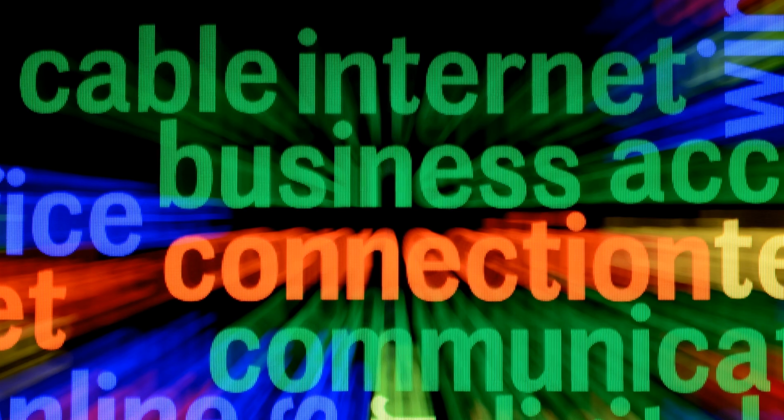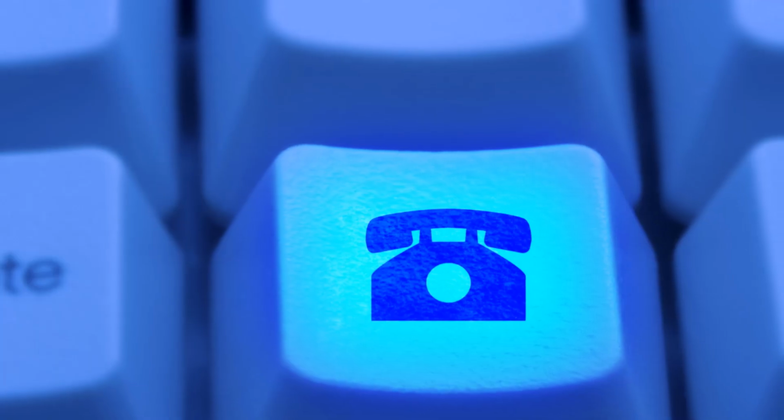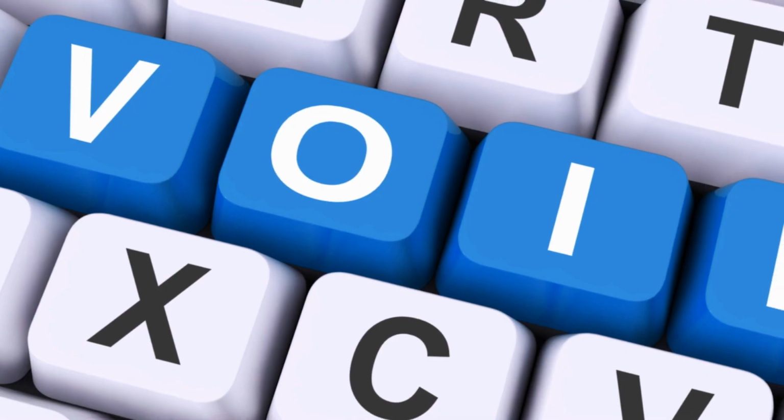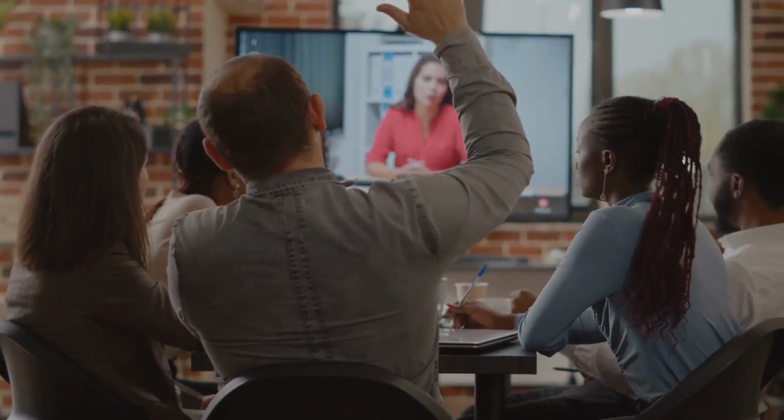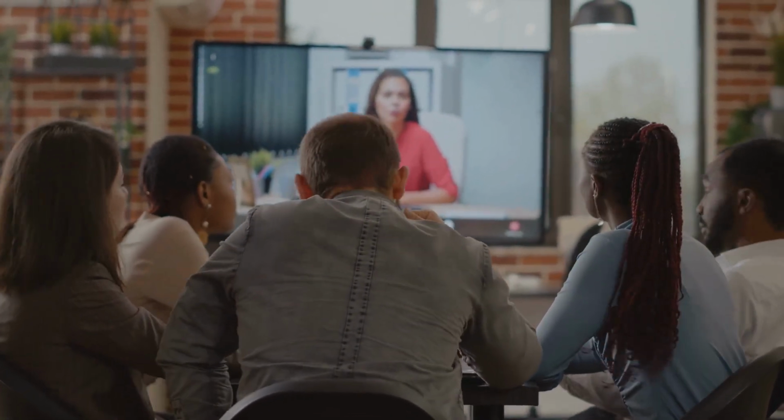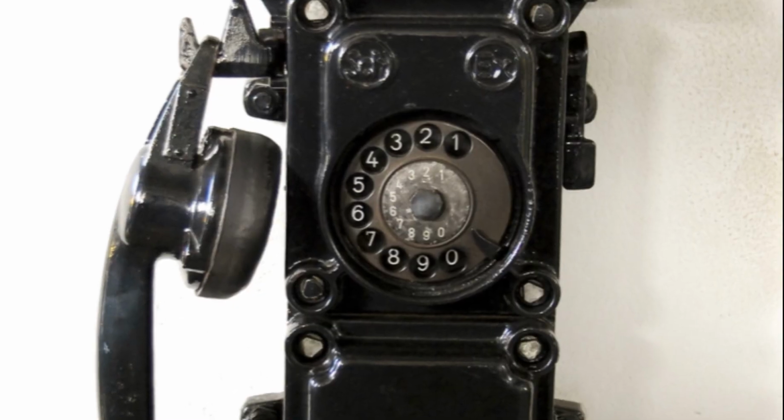VoIP, for instance, is like a high-speed sports car. It uses internet connections to transmit voice data, and it does so at a fraction of the cost of traditional ISDN lines. With VoIP, you're not limited by the number of available lines. You can add as many users as your internet bandwidth allows, making it a scalable option for businesses of all sizes.